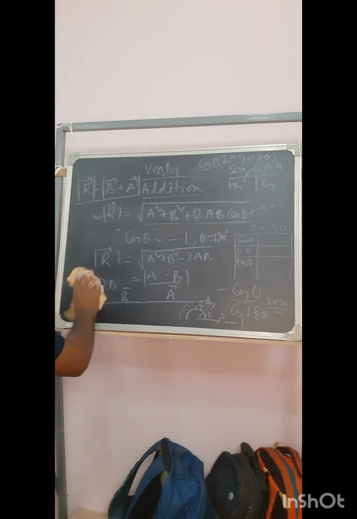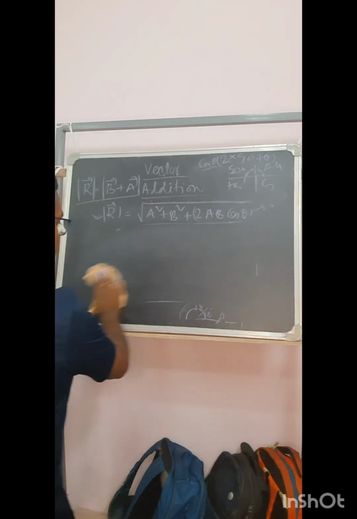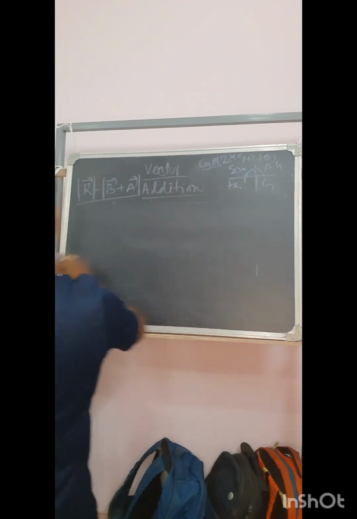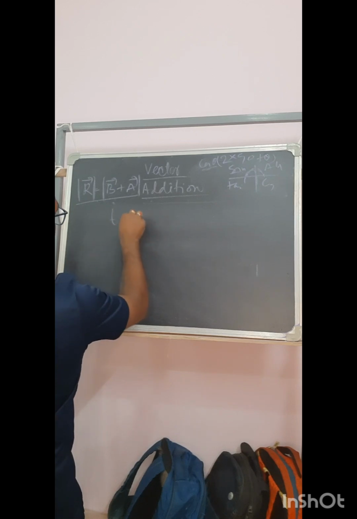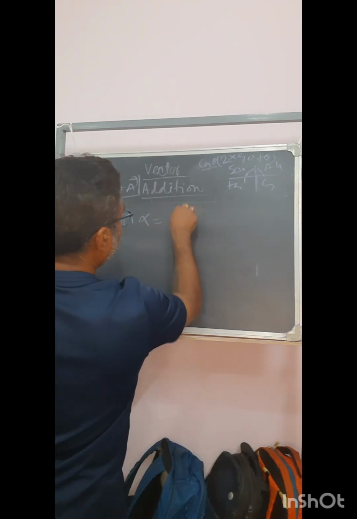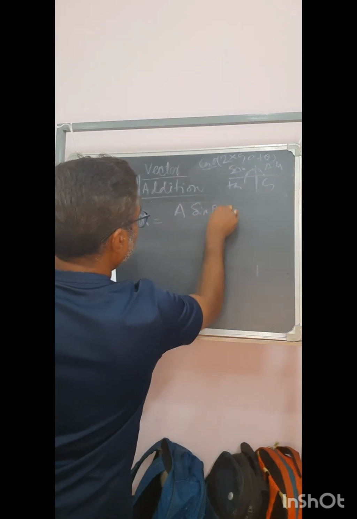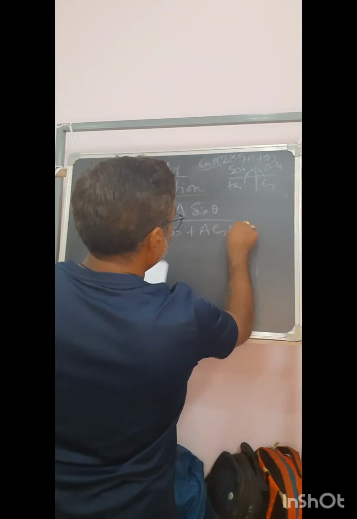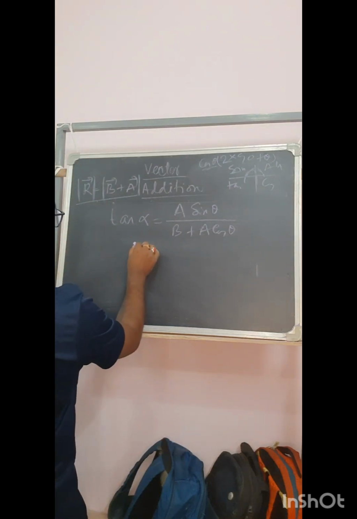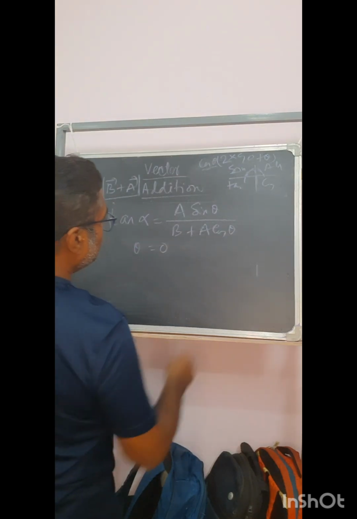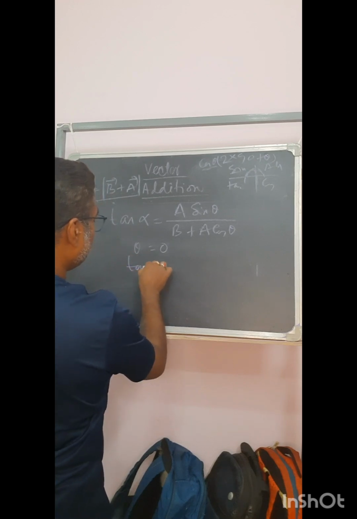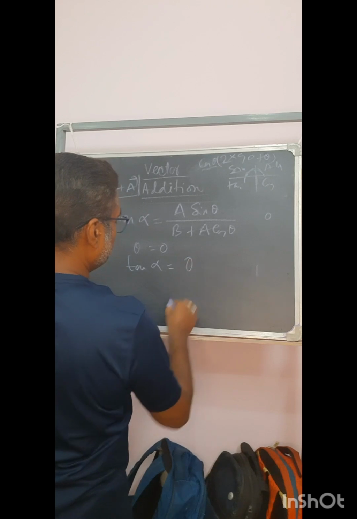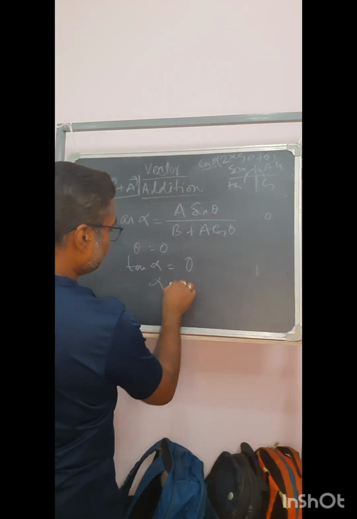Now another case. These are the cases where we get a specific value of the resultant. But what about tan alpha, which I have said already is equal to a sin theta divided by b plus a cos theta. In case theta is 0, what is the value of tan alpha? Theta is 0 means sin theta is equal to 0, so ultimately this is 0. So tan alpha is equal to 0 means alpha is equal to 0.